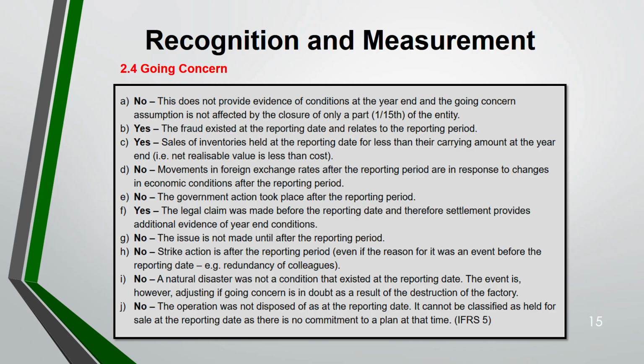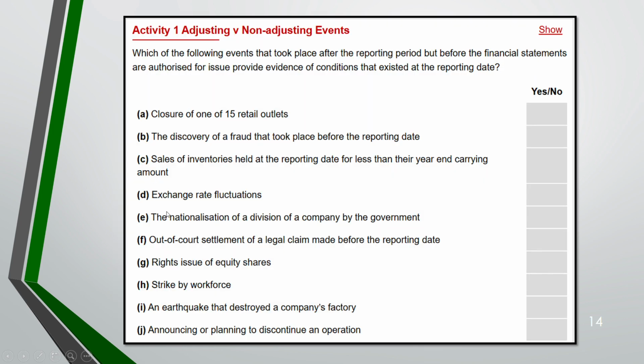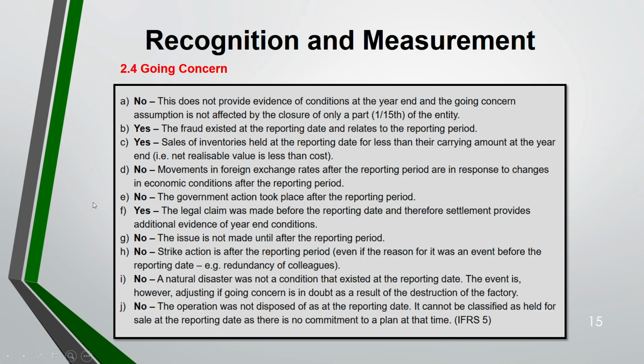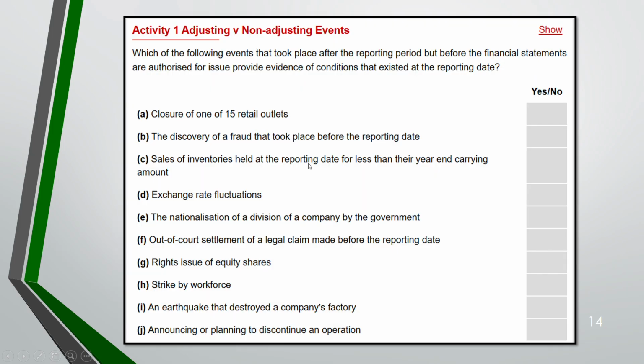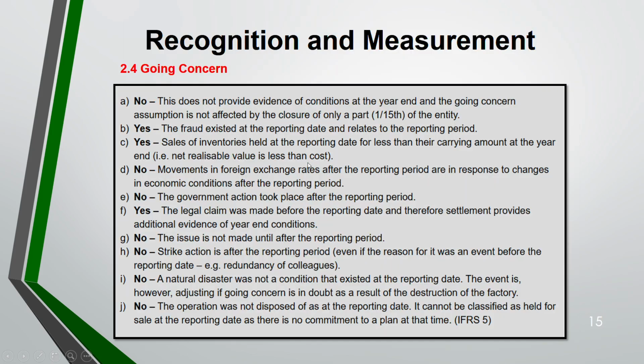So no. E. Nationalization of a division of a company by the government. No. E is no, because government action took place after the reporting period. F, out of court settlement of a legal case made before the reporting date, it's a yes, adjusting event, because at the reporting date you know about the legal case going on.